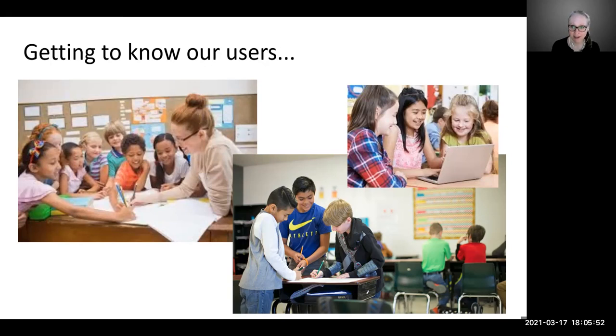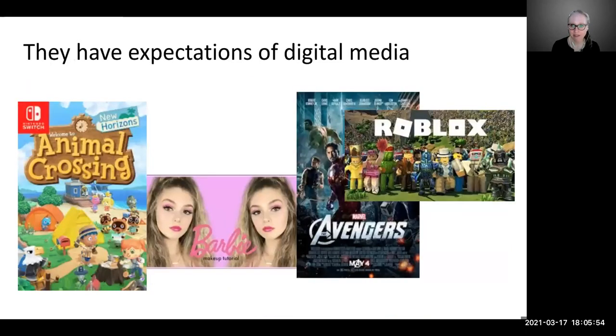So these kids are still little, but they have really sophisticated expectations of digital media. They're pretty immersed in social media, YouTube, digital games, movies, and they know what makes a good story. They know how people convince others of things, and they know how to learn new things really fast, and they do not like to have their time wasted.